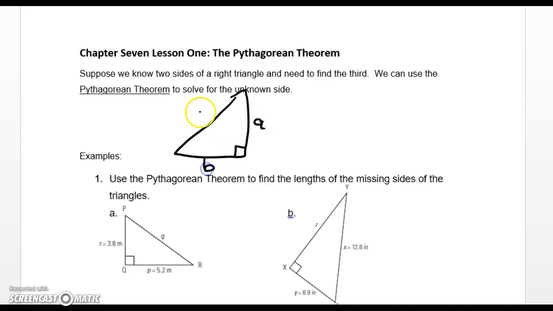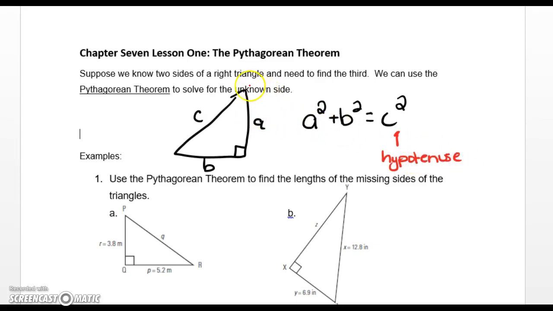A, B, and C. So according to the Pythagorean Theorem, the sum of your side A squared plus B squared is equal to the hypotenuse squared. So you have A squared plus B squared is equal to C squared. Now one thing that's really important about this Pythagorean Theorem is this side C. This one here must be your hypotenuse.